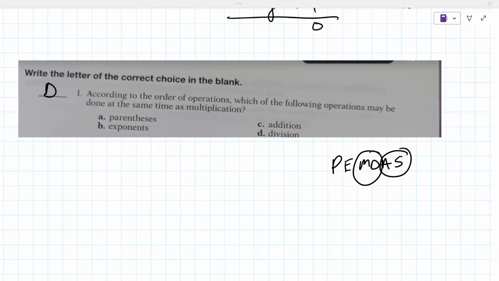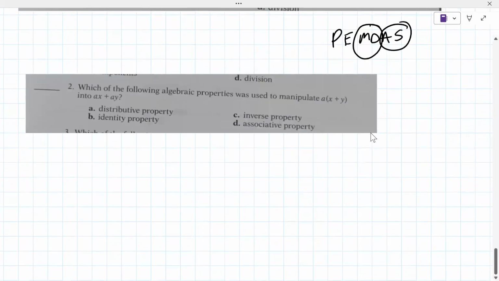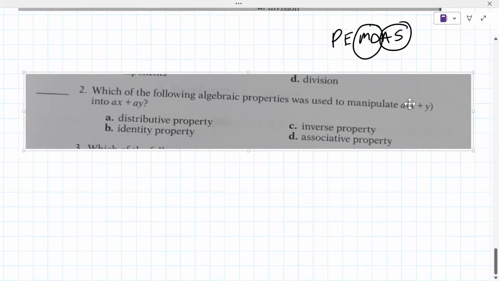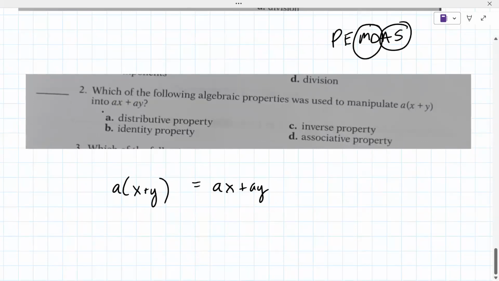All right, number two. Which of the following algebraic properties is used to manipulate a times x plus y into ax plus ay? So maybe you can say it in your own words. What's happening here? How are we going from the left to the right? What's different about the left and the right?